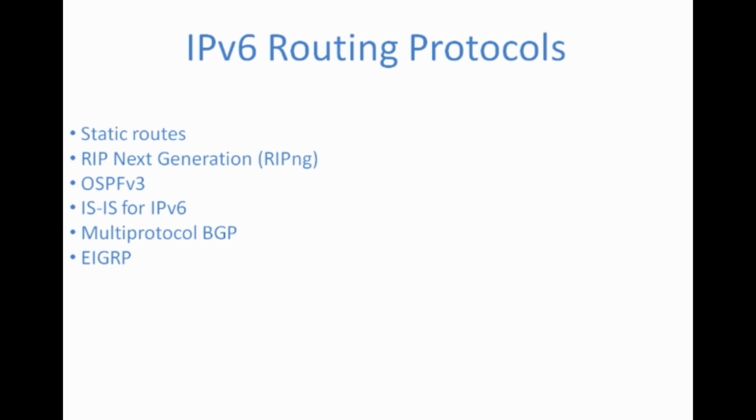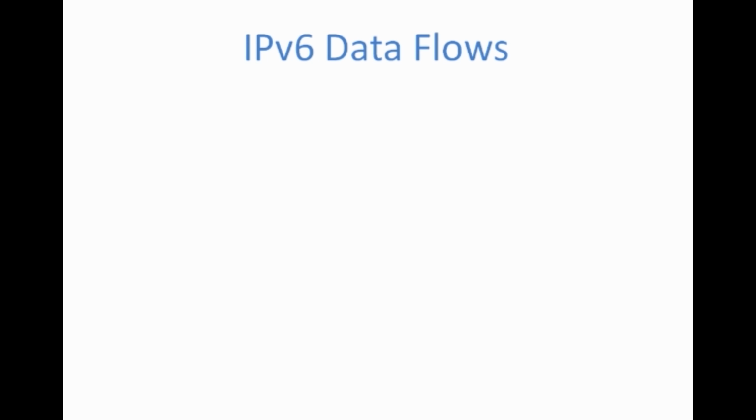Do you remember we were mentioning earlier that IP version 6 does not do broadcasts? Let's see what it does do. There are 3 types of data flows for IP version 6. Unicast is where we're sending from one IP version 6 address directly to another IP version 6 address. Multicast is when we're sending from an IP version 6 address to a multicast group.